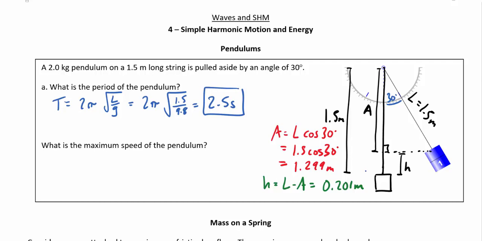All right, so now we know how far the pendulum fell as it swung through its equilibrium position, and now we just have to relate this back to our conservation of energy equation, which basically just says that EK1 plus EP1 is equal to EK2 plus EP2.